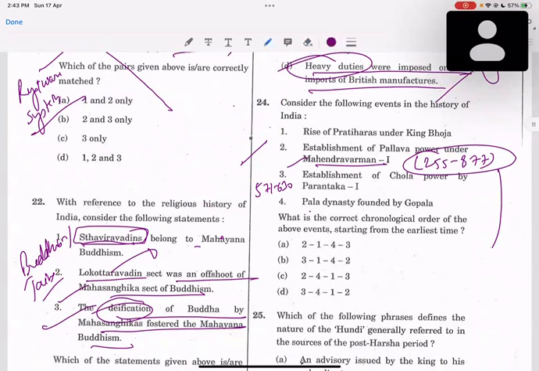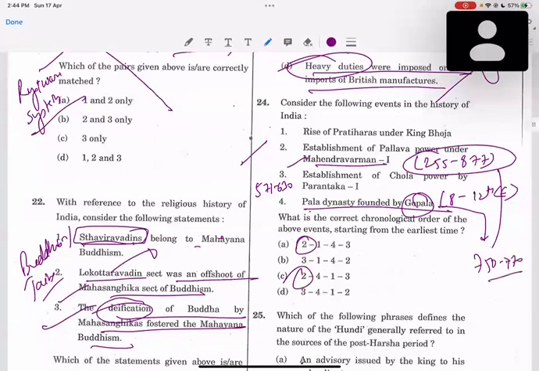Alright, so they were the first ones to come. First one, these two. Then after them came the Palas. Palas, founder Gopala. The Palas ruled from the 8th to the 12th century, and if you look at Gopala specifically, 750 to 770. So definitely 630 or 750.